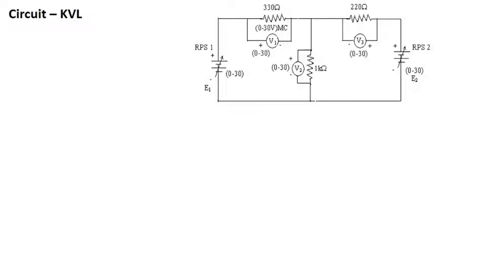KVL, right? We will see the voltage law. Same circuit. For this sample circuit, the voltages V1 and V2 should equal the supply voltage which is set in the RPS 1. And for the second loop, second closed path, V2 plus V3 is equal to your RPS 2 voltage. So this is your KVL.